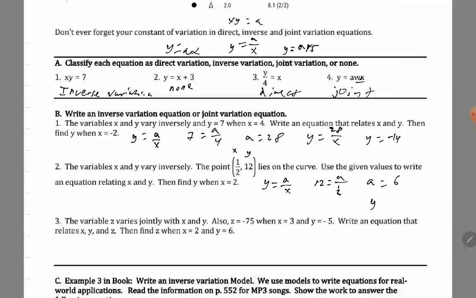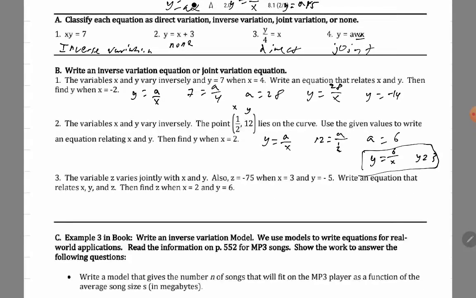So our formula is y equals 6 over x. Now I can plug in 2. So when x equals 2, y equals 3. So those are my two answers.